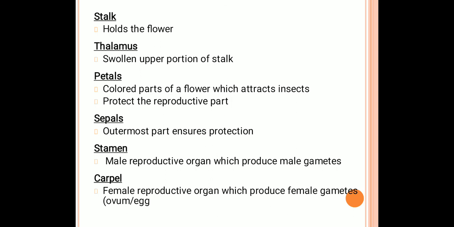Then the next one is the stamens. The stamen is the male reproductive organ which produces the male gametes. Similarly, the carpel is the female reproductive organ which produces the female gametes. Here we will discuss the androecium and gynoecium, or stamen and carpel, elaborately.